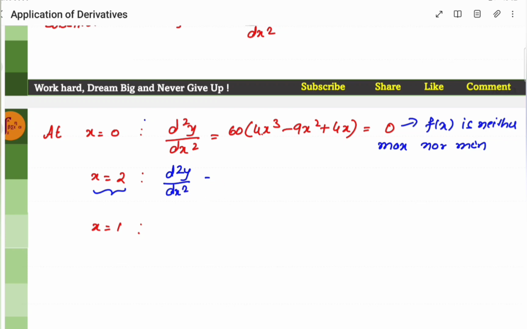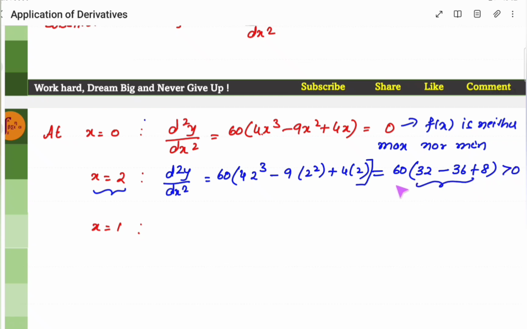Now we'll take x is equal to 2. At x is equal to 2, we'll get 60 into 4 into 2 cube minus 9 into 2 square plus 4 into 2. That's going to be 60 into 32 minus 36 plus 8. So this is going to be greater than 0. You don't have to completely get the calculation done. If it is greater than 0, you can stop. Since it's greater than 0, you can say this function is minimum at x is equal to 2. So remember the reverse logic here. If it's greater than 0, then the function is said to be minimum.